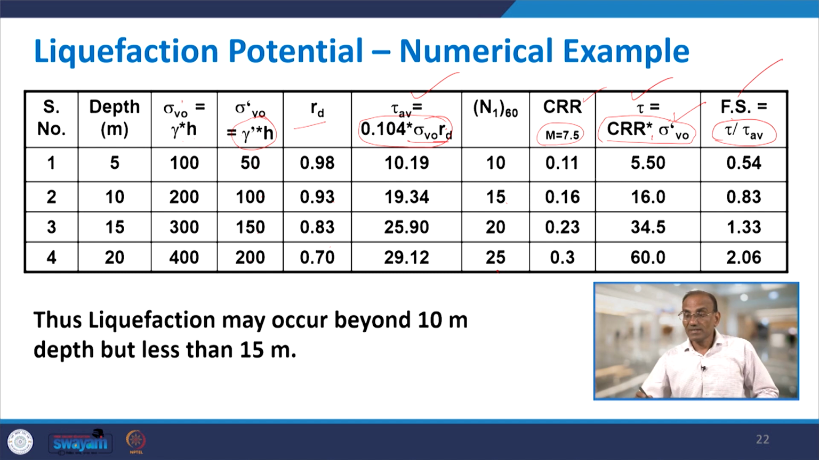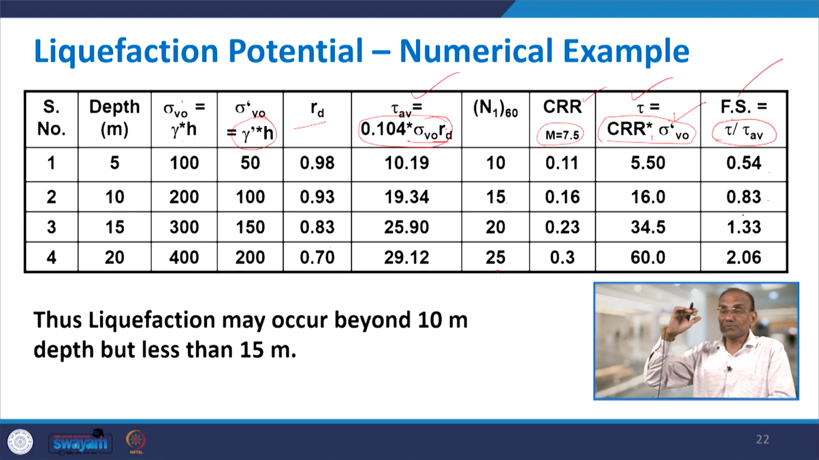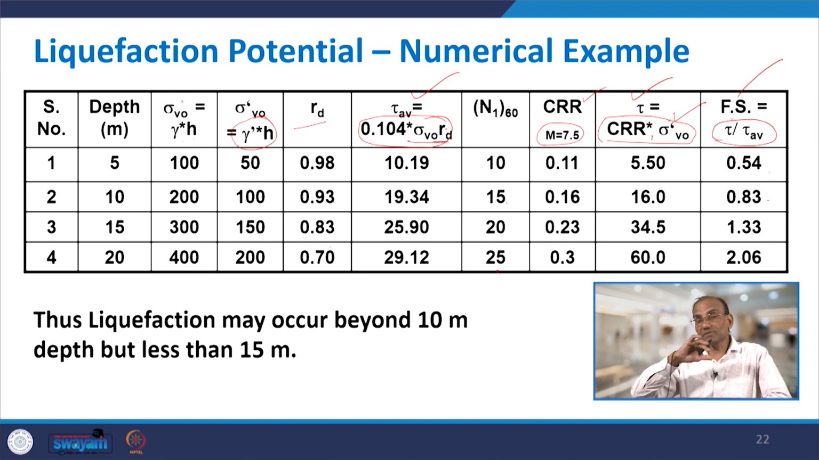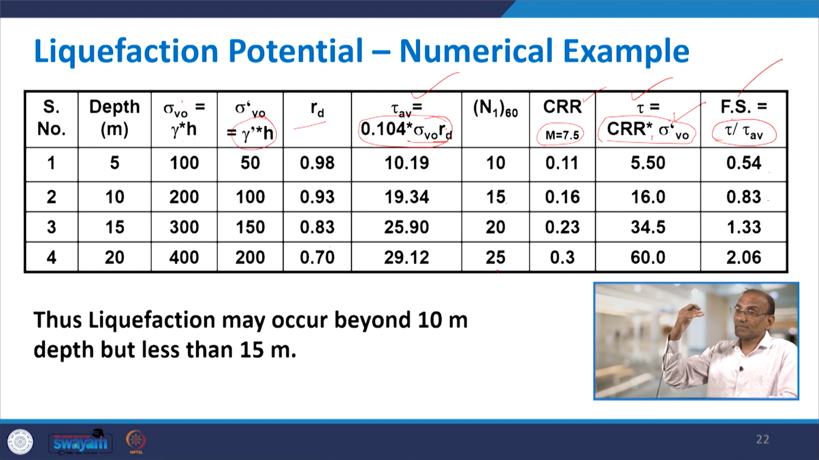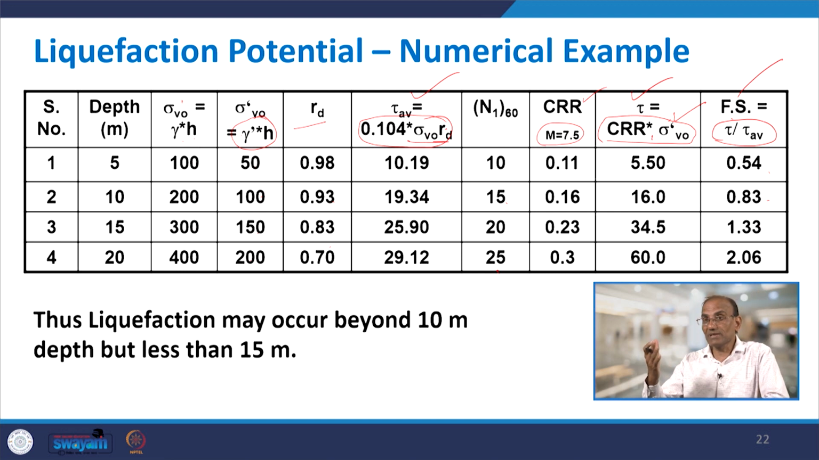And you see the top 2 layers have a factor of safety less than 1, and this third layer has a factor of safety more than 1. So, certainly there will be liquefaction up to 10 meter, but there will not be liquefaction after 15 meter. That means liquefaction will occur beyond 10 meter also, but it will stop before 15 meter; exactly where, you cannot say with this data. Liquefaction will stop somewhere here, where the factor of safety is 1. So, this was a simple example to calculate the liquefaction potential.